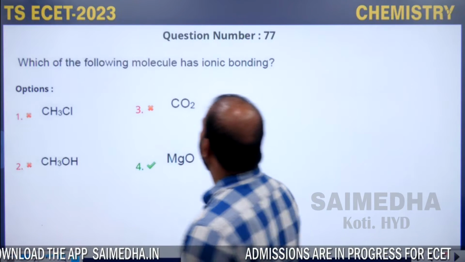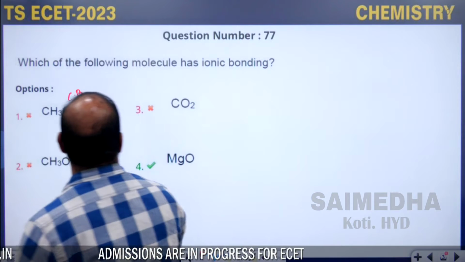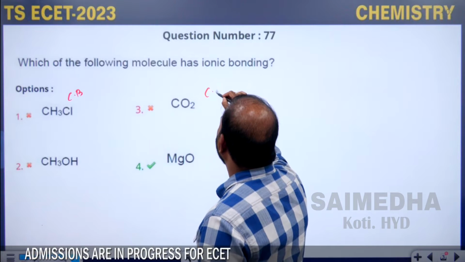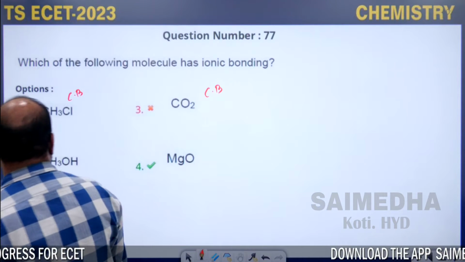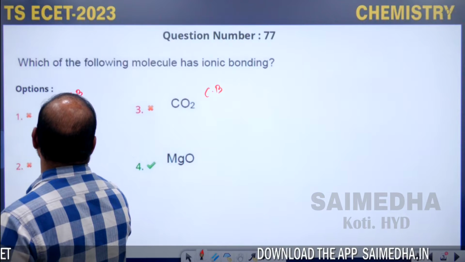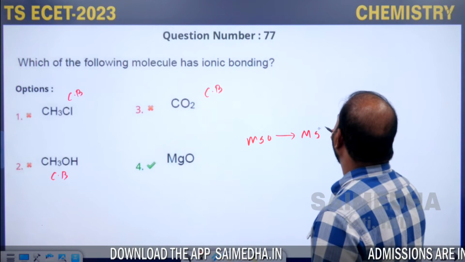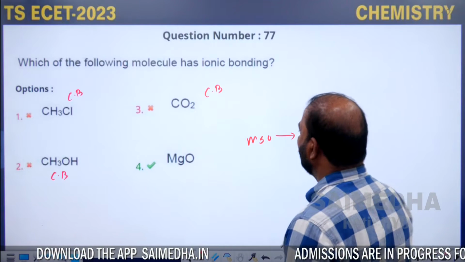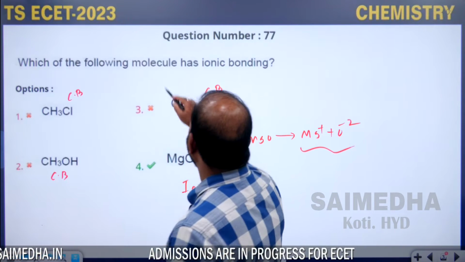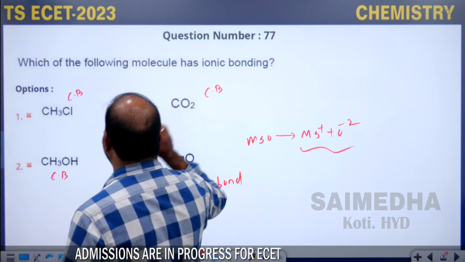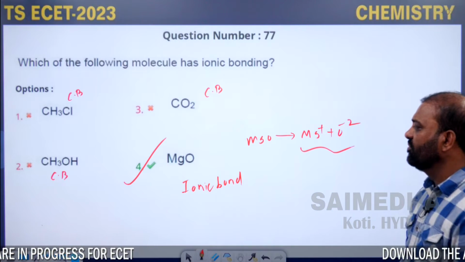Question number 77. Which of the following molecules has ionic bonding? Methyl chloride forms a covalent bond. Carbon dioxide forms a covalent bond. CH3OH, methyl hydroxide, forms a covalent bond. But MgO gives rise to Mg2+ and O2-. So this forms an ionic bond. Out of these given 4 molecules, magnesium oxide forms an ionic bond. So the fourth one is the right answer.